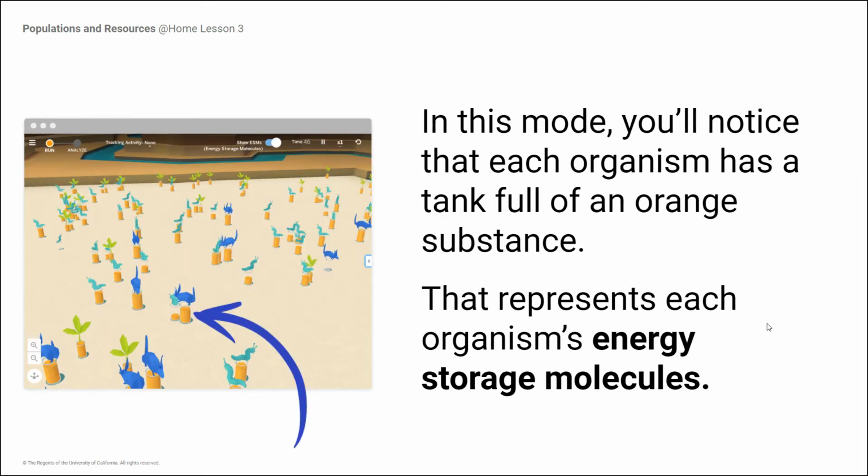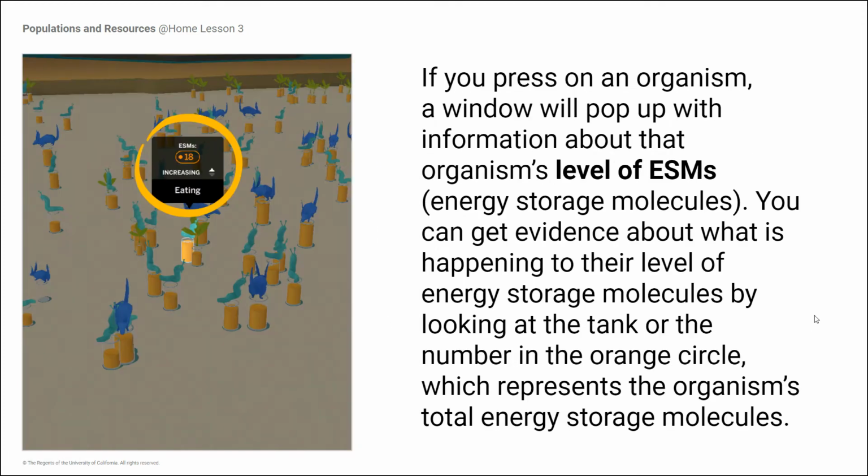In this mode, you'll notice that each organism has a tank full of an orange substance. So if you see each of these organisms, you see that they have this orange tank. And this orange tank represents each organism's energy storage molecules. So you can see here that this wee bug has about a half full tank, but this guy here, I think he's a furbill, has almost a full tank. The plant here has a completely full tank. So that tank indicates how much energy the organism currently has.